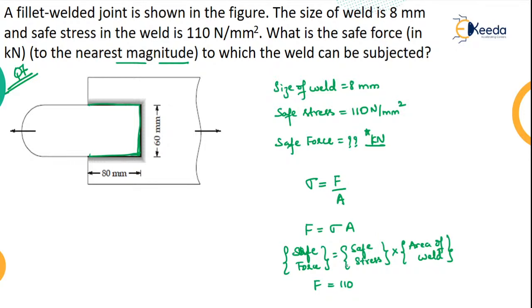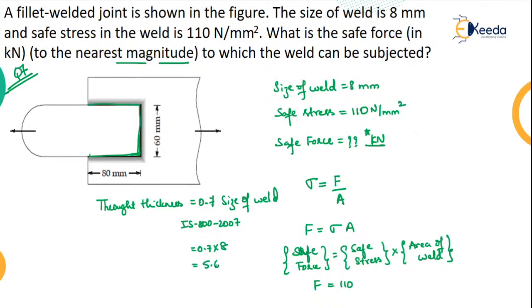Now it's very important for you to calculate the area of the weld. So how will you start calculating? First of all, try to find the throat thickness. Throat thickness is always 0.7 times the size of weld. This is a standard according to your IS 800 2007. So this will be 0.7 into the size of the weld, 8, which is nothing but 5.6 mm. So at every place the throat thickness is 5.6 mm.